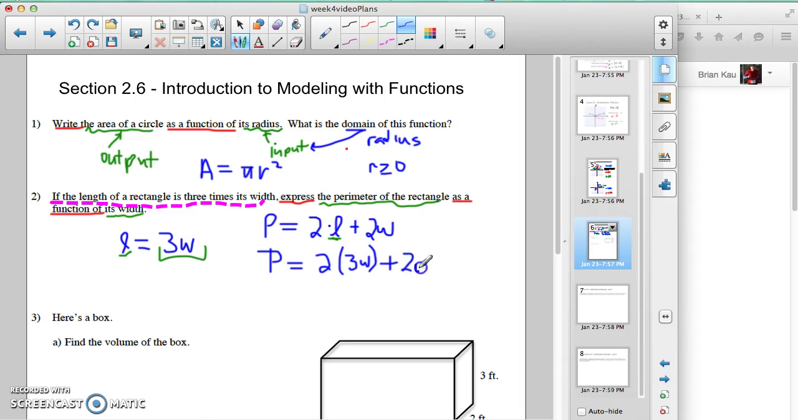So in this case, perimeter is going to equal 8W, 8 widths. Okay, and our domain in this function would be the width, so that's going to be greater than 0, and our range is perimeter, which is also going to be greater than 0.